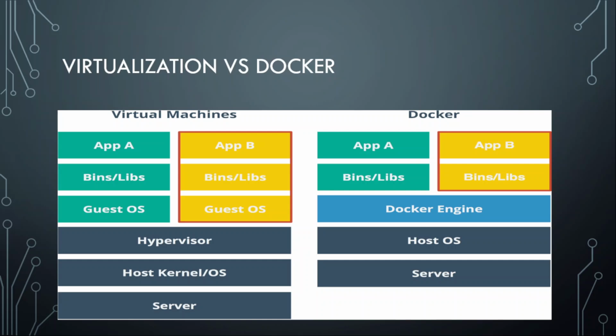On the right hand side you have the Docker technology. The underlying nature of Docker is that you have a server, and on top of it a host operating system, and on top of it a Docker engine, and this Docker engine has various Docker containers. Each specific container has your binaries, your libraries, and your application within the container. So this is the difference between virtualization and Docker technology.